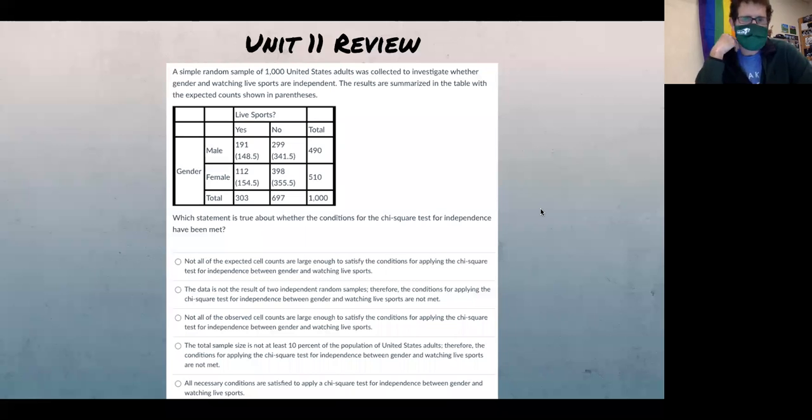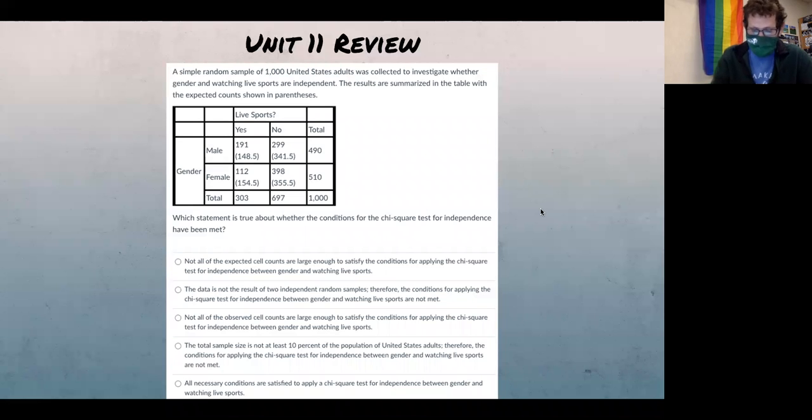Okay, we are just checking conditions for the chi-square test for independence. And one thing we have to remember about the chi-square test for independence is that the way this is conducted is we take one sample split into two variables. And we want to see within that one sample, are these two variables independent of each other? Meaning, is there no association between them, or is there an association and therefore they would not be independent?